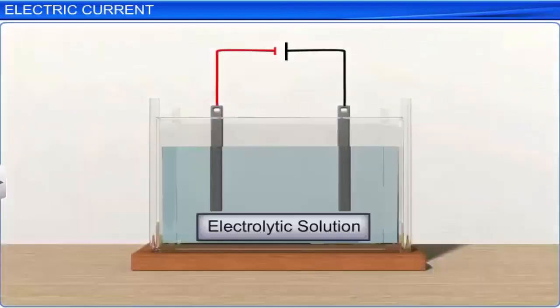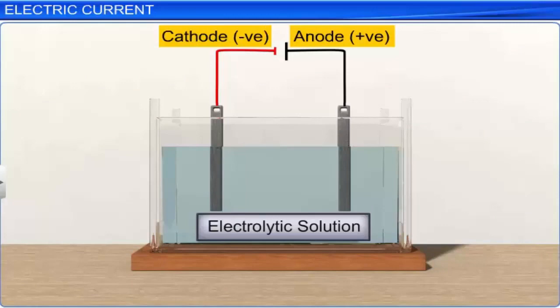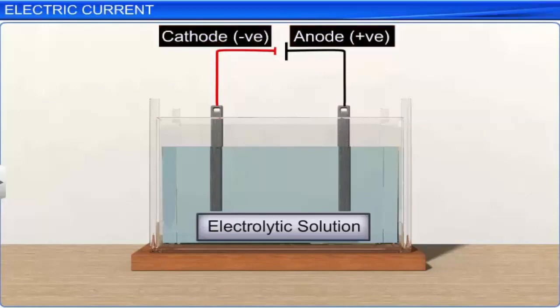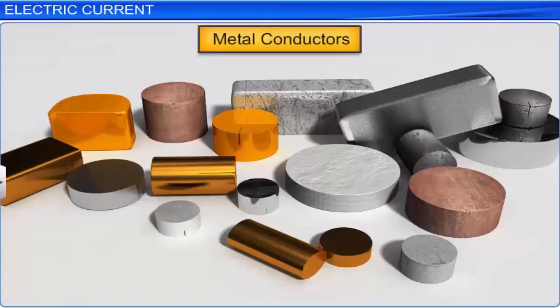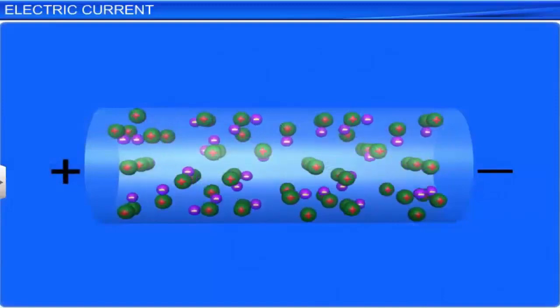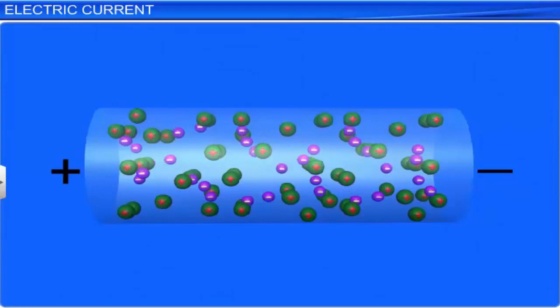Electrolytic solutions are also categorized as conductors, as both positive and negative charges move when an electric field is applied. In this chapter, we will emphasize solid metal conductors, where a current is constituted by the movement of negatively charged free electrons in the background of fixed positive ions.